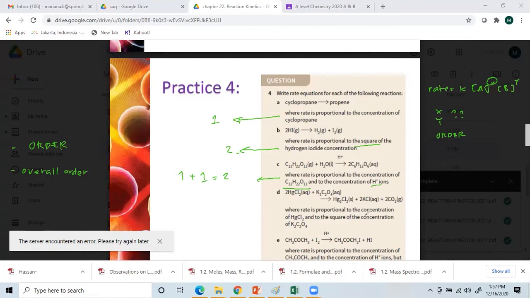Okay, the rate is proportional to the concentration of HgCl2 and the square of the concentration of K2C2O4. So the order for mercury chloride is 1, and for the potassium oxalate is 2, because of the square. So the overall order is 3.